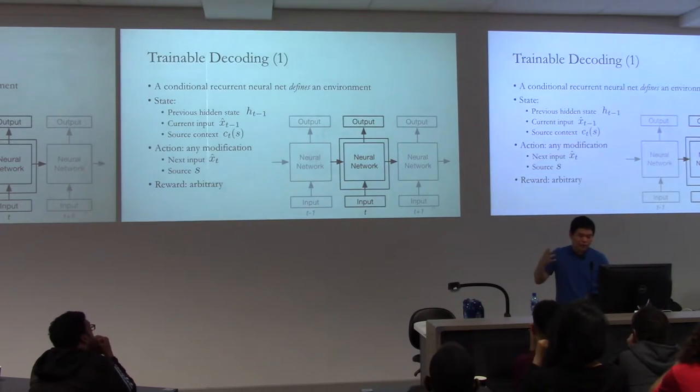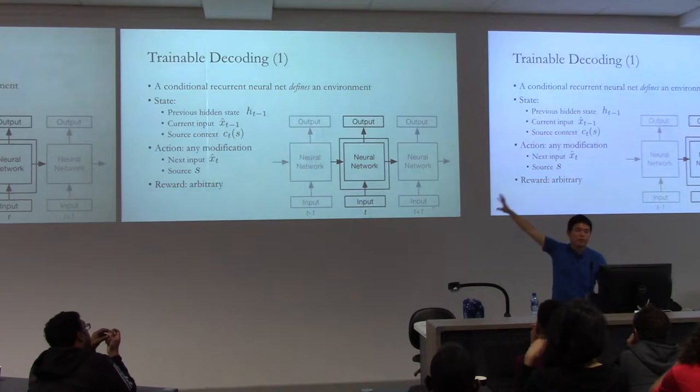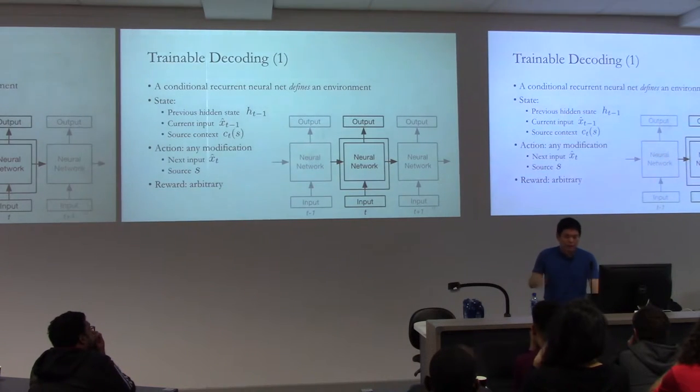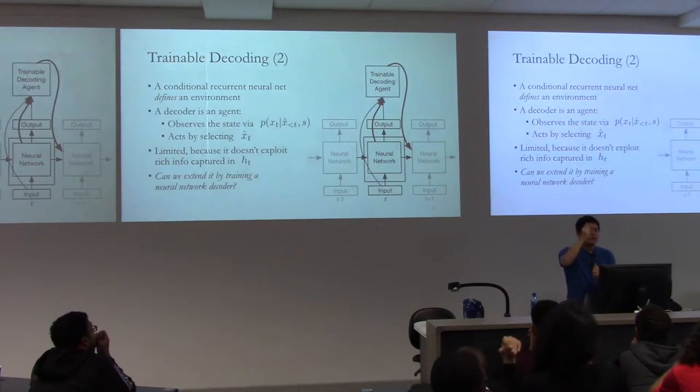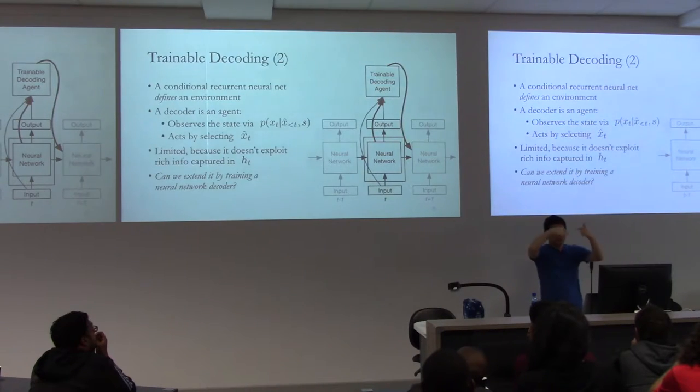And then you can have some arbitrary reward. This is a world without a reward; it's just a world. If you know some kind of reward, it means you can use reinforcement learning to train an agent that is not going to work in the world, but work on the recurrent neural net that was already trained.